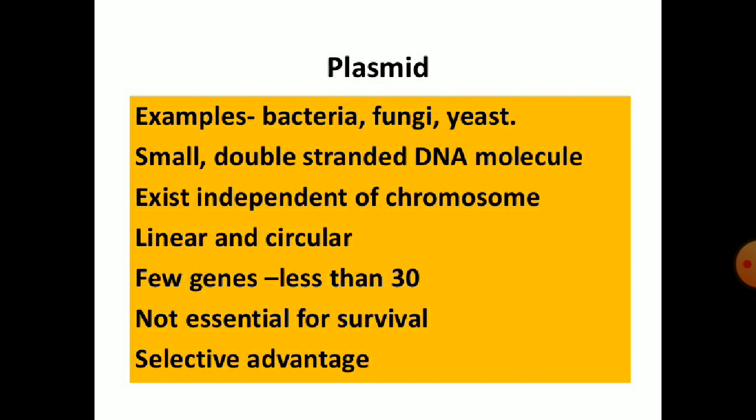Plasmid. Examples of plasmids are found in bacteria, fungi, and yeast. A plasmid is a small double-stranded DNA molecule that exists independently of chromosomes, linear or circular. It has few genes, fewer than 30, not essential for survival.